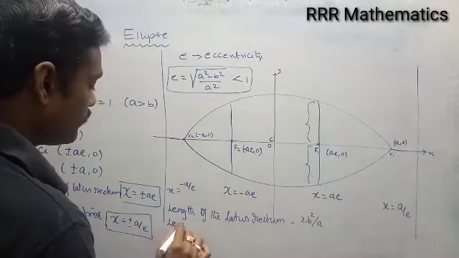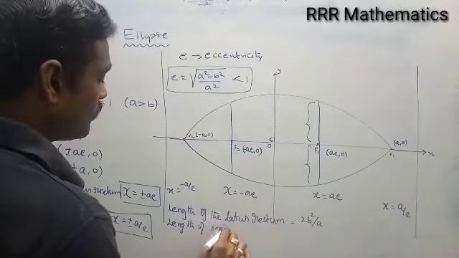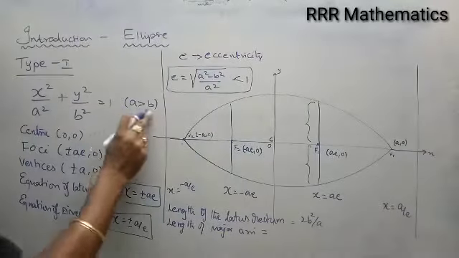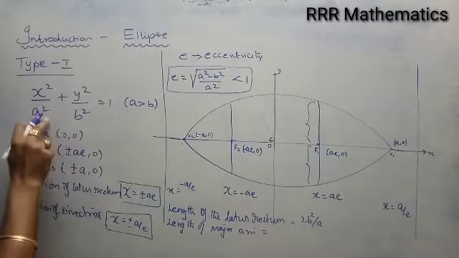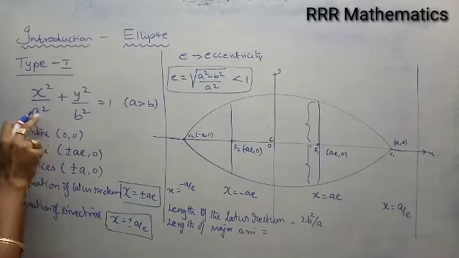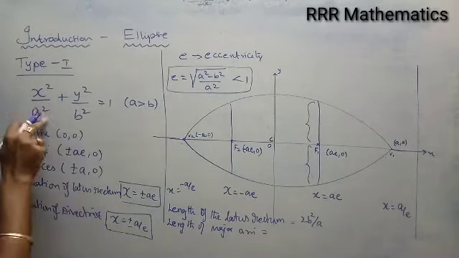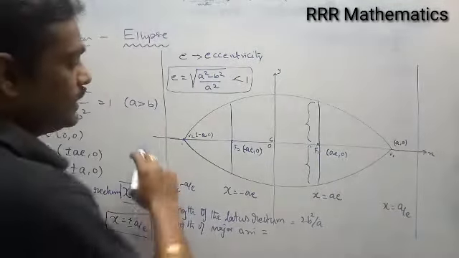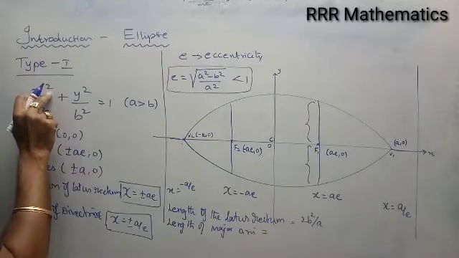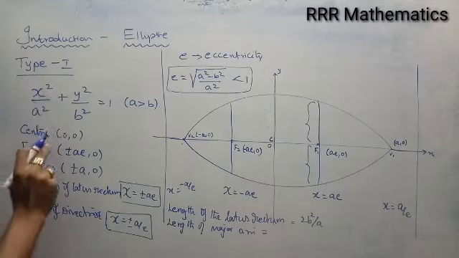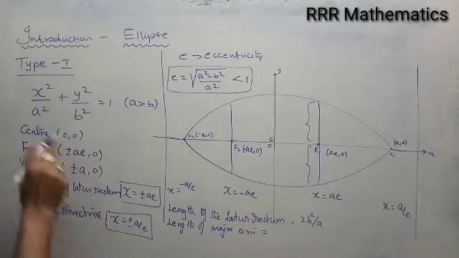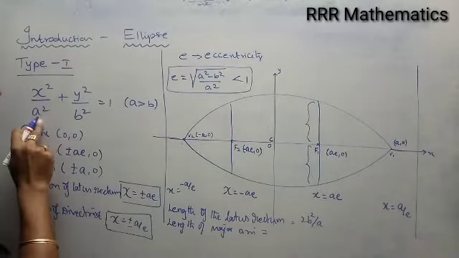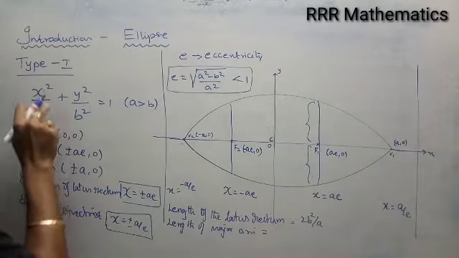Length of major axis. This is the major axis. Your a is greater than b, so always a appears in the denominator of x square, that is a square. So the greater value a square appears in the denominator of x square, therefore the major axis will be the x-axis. Two types can be discriminated by seeing these two values. The greater value is always considered as a, that is a square here, which in this case appears in the denominator of x square.